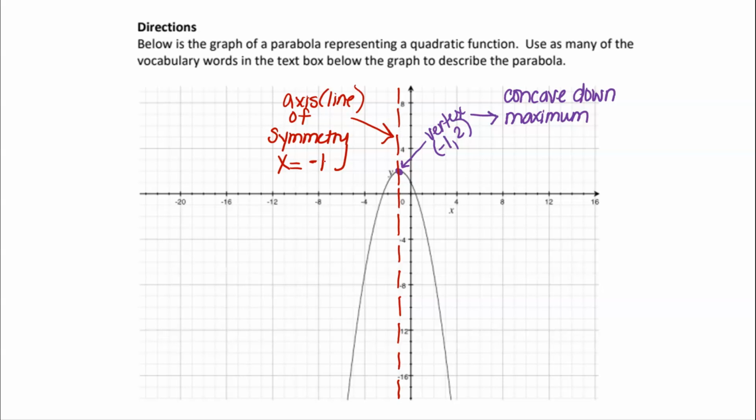What about domain? What is the domain of this parabola? What did I say is the domain of all parabolas? All real numbers. All of this stuff that I'm writing on this graph, I expect you to be writing on your graph in your book. Which again, in interval notation would be -infinity, positive infinity.